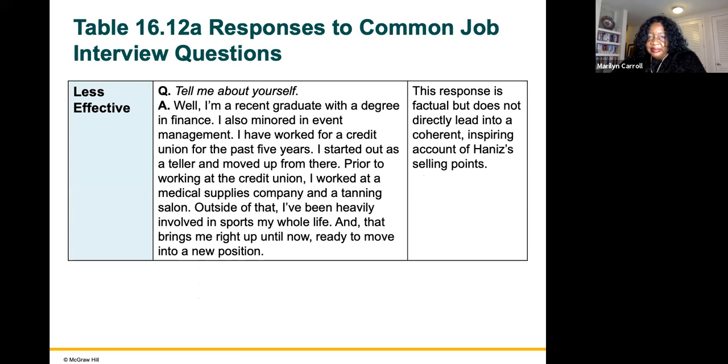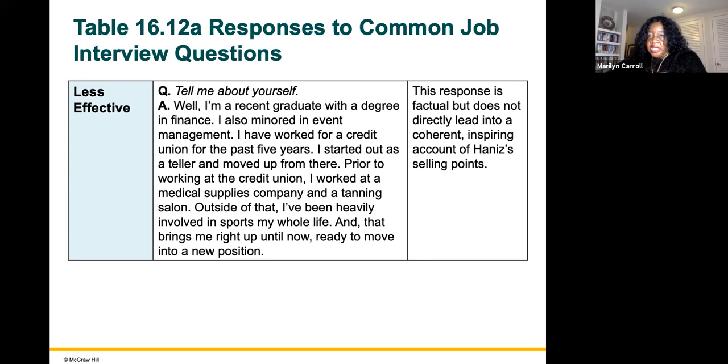So here are some examples. Tell me about yourself. Well, I'm a recent graduate with a degree in finance. I also minored in event management. I have worked for a credit union for the last 5 years. I started out as a teller and moved from there. Prior to working at the credit union, I worked at a medical supplies company and a tanning salon. Outside of that, I've been heavily involved in sports my whole life, and that brings me right up until now, ready to move into a new position.